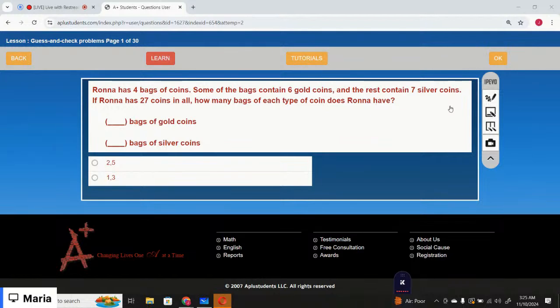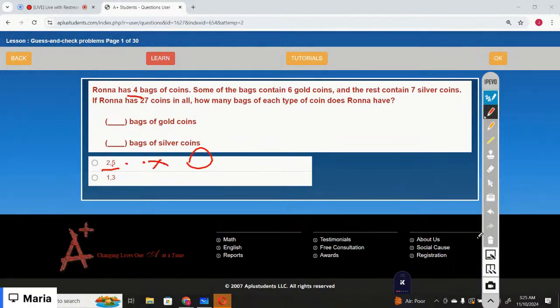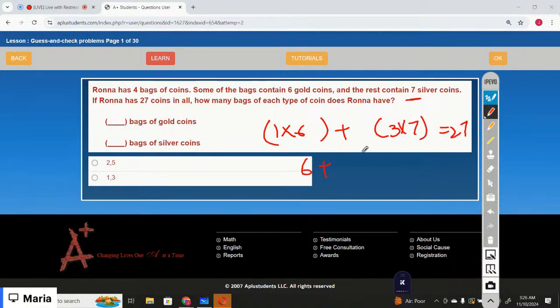So 1 gold bag and 3 silver bags. Let's see if together they make 27. So 1 times 6 because some of the bags contain 6 gold coins, plus 3 silver bags, so you have to do 3 times 7, and together they make 27. 6 times 1 is 6. 7 times 3 is 21. So 21 plus 6 makes 27. So that means the correct option is 1 and 3 because the total bags are 4. So 1 plus 3 makes 4. Got it?